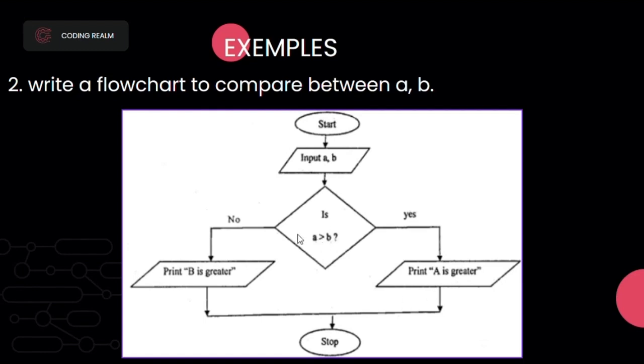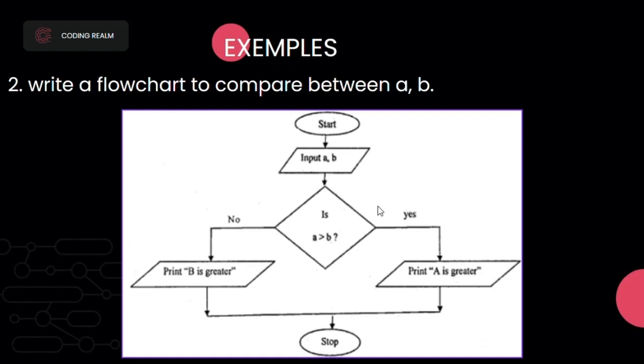If b is less than a, print b is greater. Here the lozenge shows me if the condition is true or false. I need to show if the condition is true or false, like here.